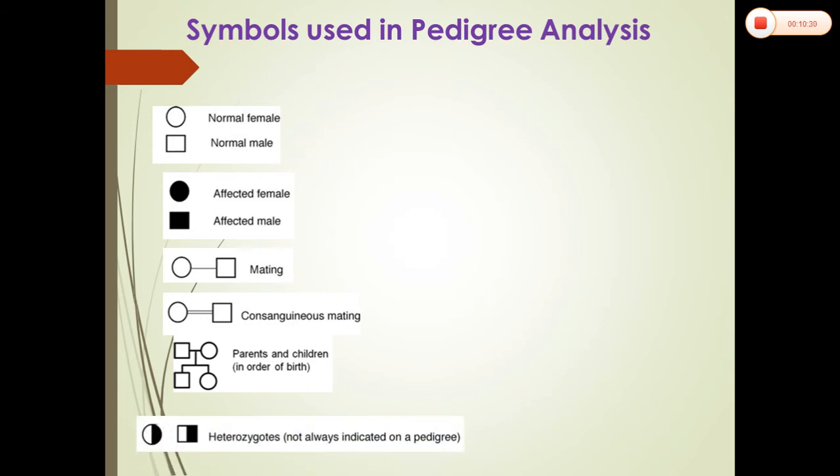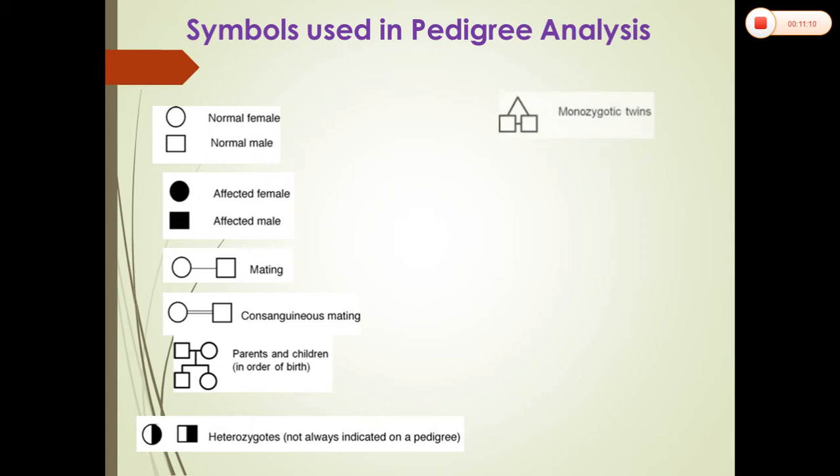Next, if a circle or square is half darkened and half blank, then it shows heterozygotes. We rarely show this condition in the chart, because once we read the whole chart, we will come to know whether the male or female is heterozygous for the particular trait or not. Sometimes it is used, sometimes it is not, so all the time it may not be indicated in a chart. You have to identify whether the trait is homozygous or heterozygous.